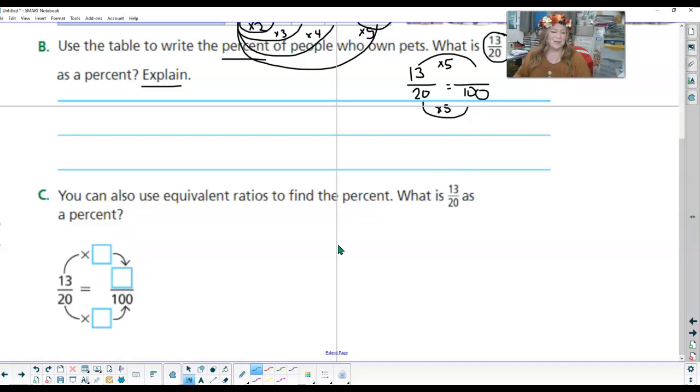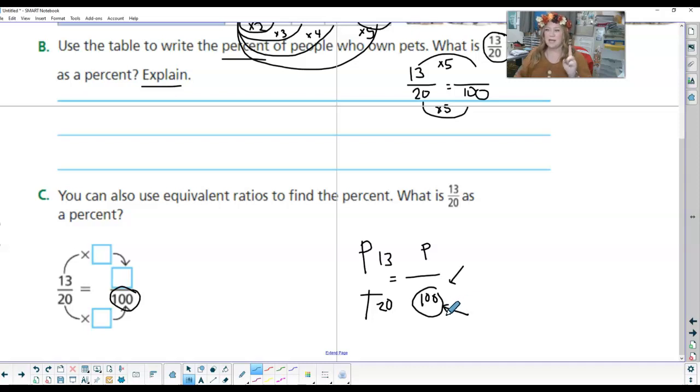I should have looked ahead. So a percent, you can just set it up. I put our part on the top, our total on the bottom. My total's always going to be out of 100. So as I'm setting this up, we had 13 out of 20. I'm looking for the percent out of 100 every time. This number right here is going to be 100. Every time we're working with percents, that means 100. Let's go ahead and finish up that.